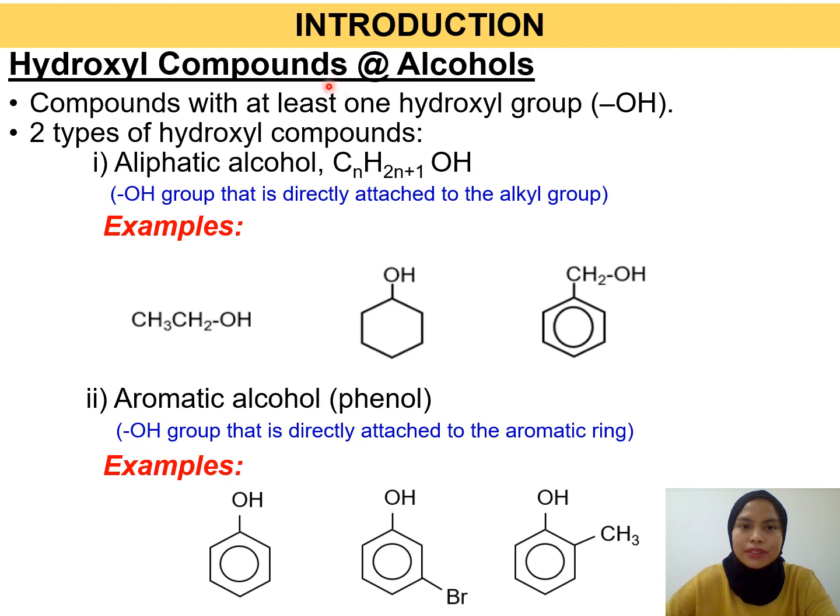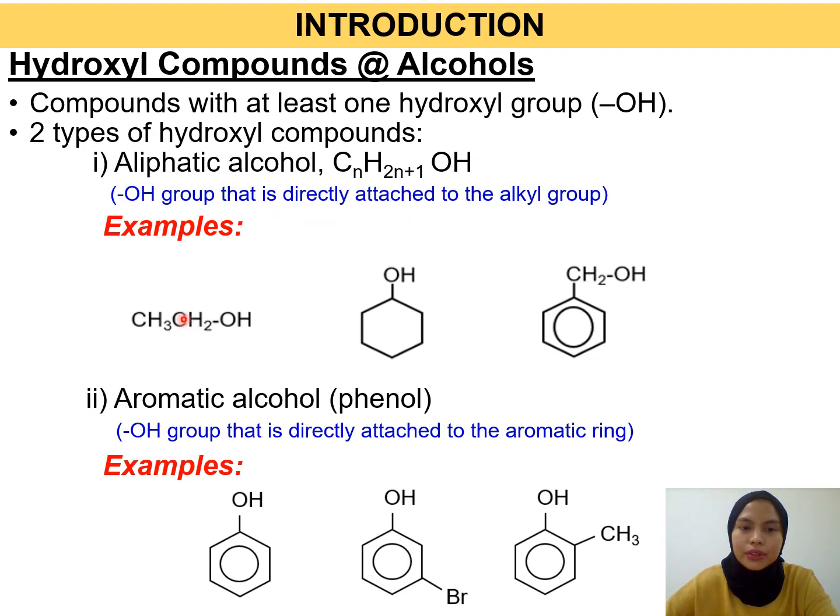Basically, hydroxyl compounds are compounds that have at least one functional group, which is the hydroxyl group. The hydroxyl group is OH, okay? And there are two types of hydroxyl compounds: aliphatic alcohol and also aromatic alcohol. Aliphatic alcohol has the general molecular formula of CnH2n+1OH. Aliphatic alcohol is where the OH group is directly attached to an alkyl group.